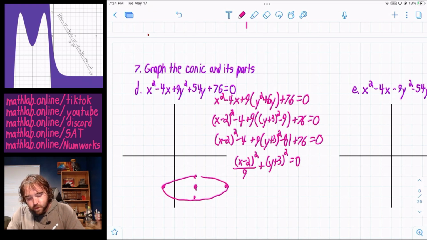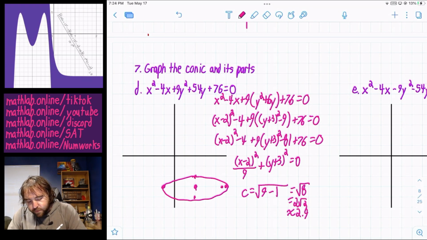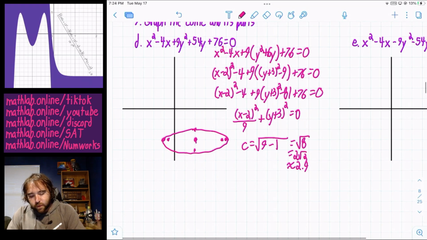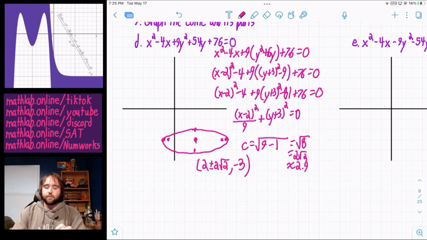There's our ellipse. So we've got the foci, so we'll say that c is the square root of 9 minus 1, so root 8, which is 2 root 2, approximately 2.9. So we'll graph those, and those will be real tight up against there. And so what are those coordinates? They went side to side with the foci, so the plus or minus is going to go on the x coordinate. And there we go.